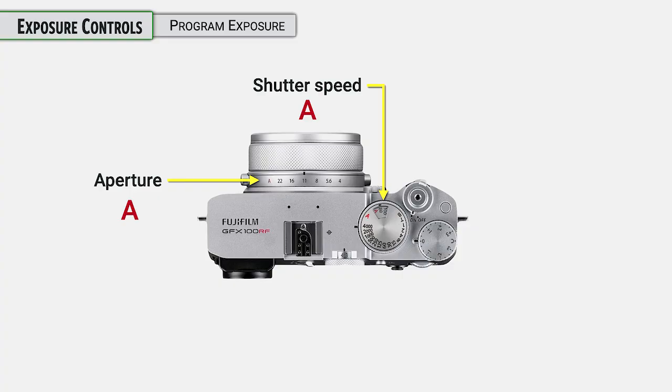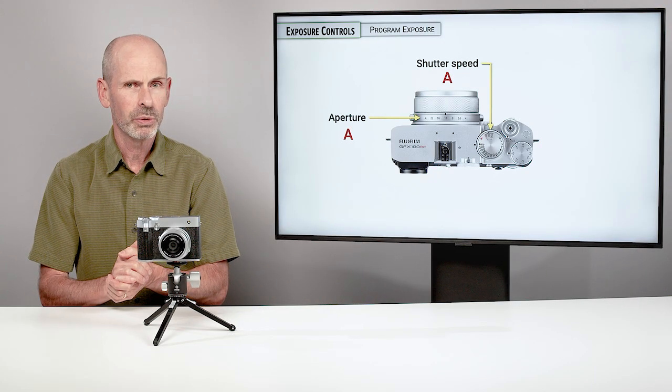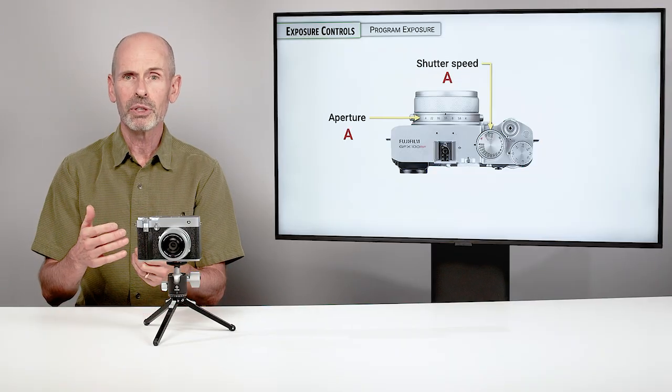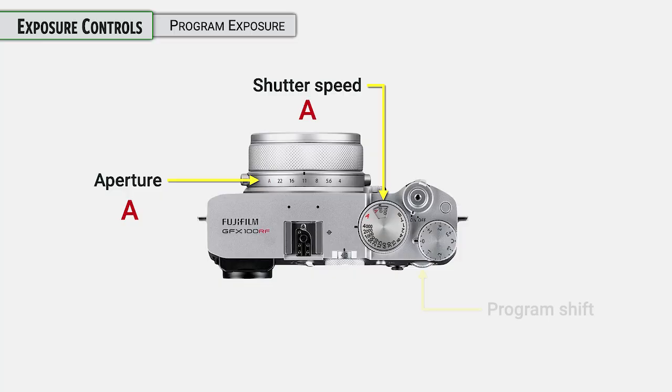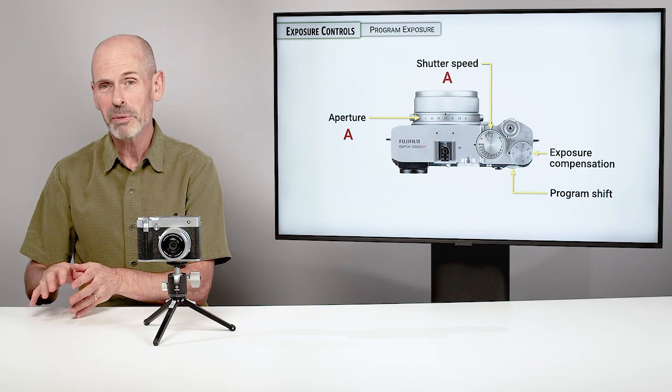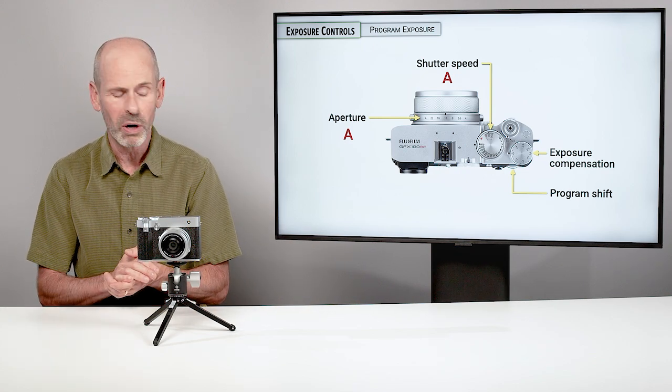If you want to have the camera in a full program mode where the camera is going to be figuring out settings for you, at least when it comes to shutter speeds and apertures, you simply turn the aperture to the A setting and you turn the shutter speed to the A setting. At that point, you can use the back dial on the camera to do something called program shift, and then you can also work with the exposure compensation dial to lighten or darken your images. Now, your ISO is kind of independent from this, so you can have it set wherever you want.